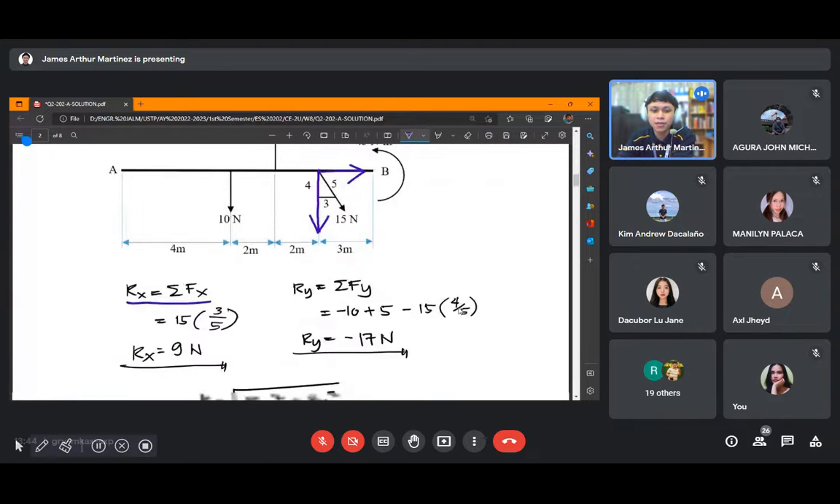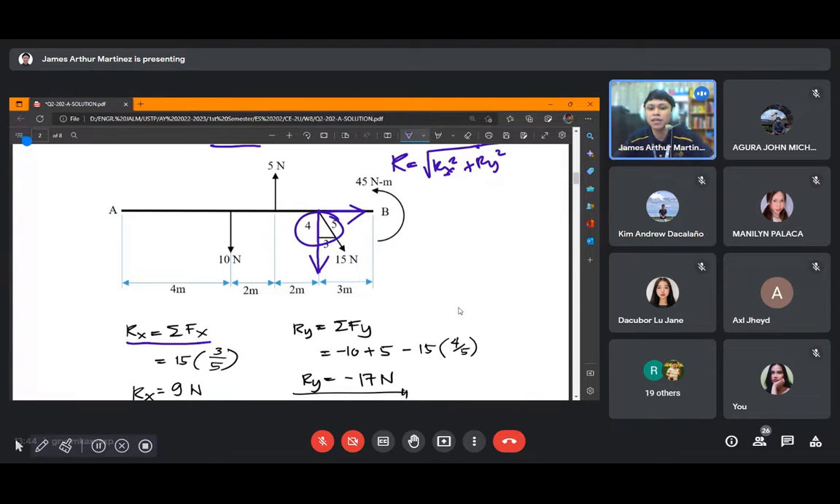So with that, 15 times 3 over 5. You are given a similar triangle here. So you have the hypotenuse 5, and 4 and 3.